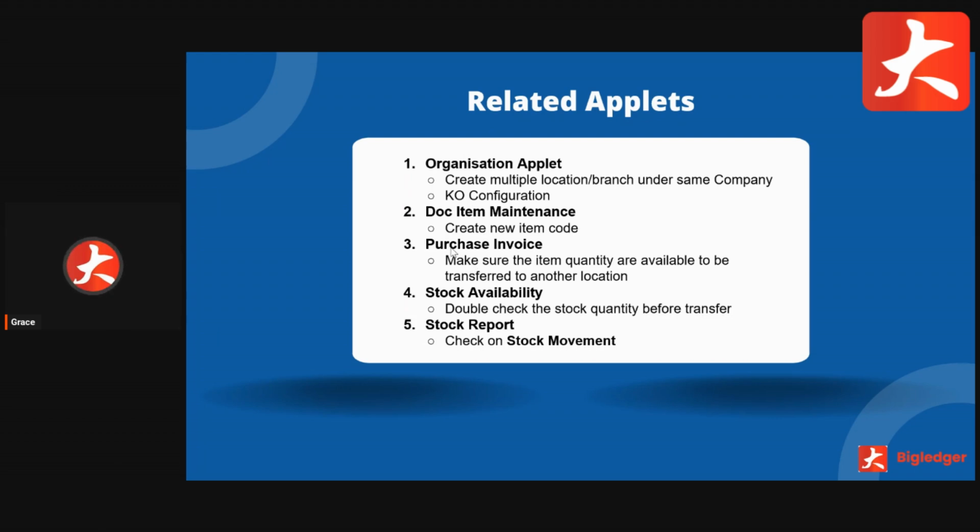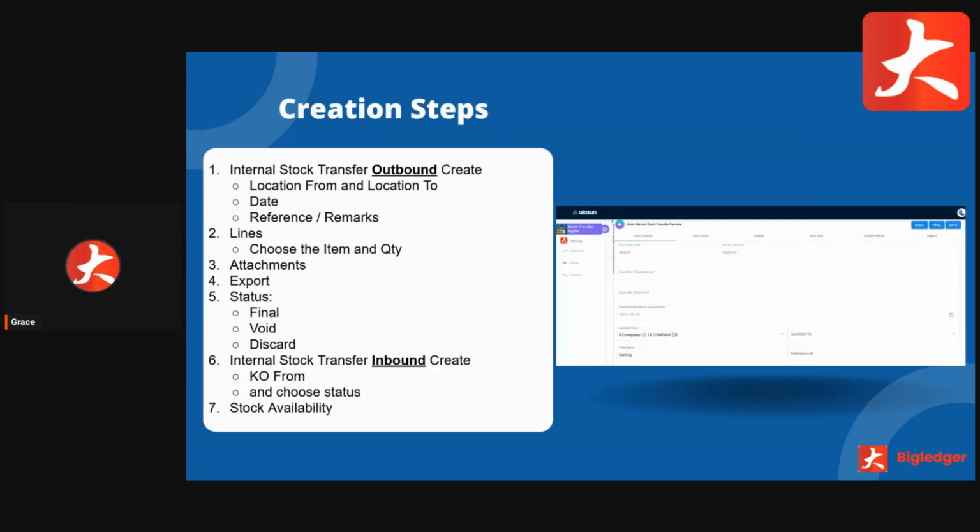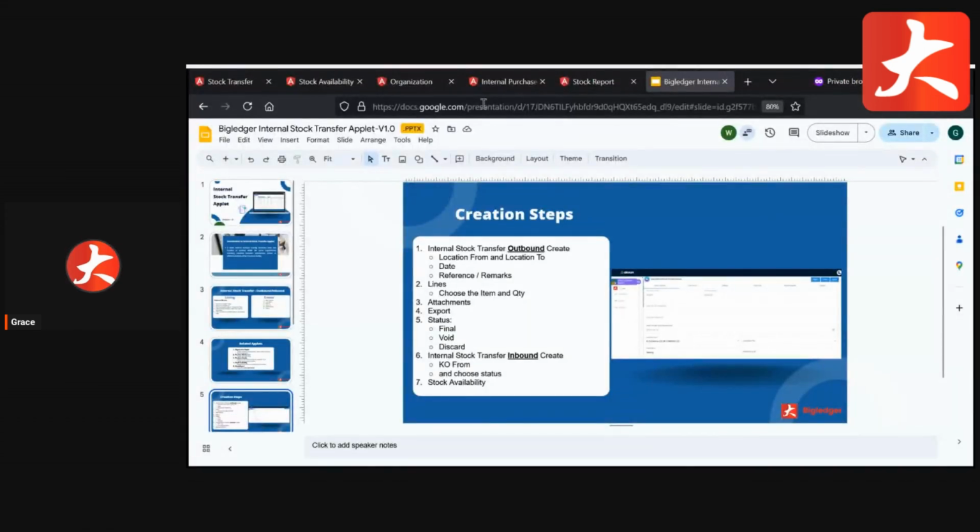Then next would be purchase invoice, obviously, because you need to stock in. You need to make sure that the stock is available first under the warehouse, and only then can you transfer out. Stock availability is there because you need to double check the stock is available under that location before the transfer. And the stock report is here because you may want to see your stock movement, which will show you the inbound and outbound for the stock transfer. Okay, so maybe I'll just show straight away.